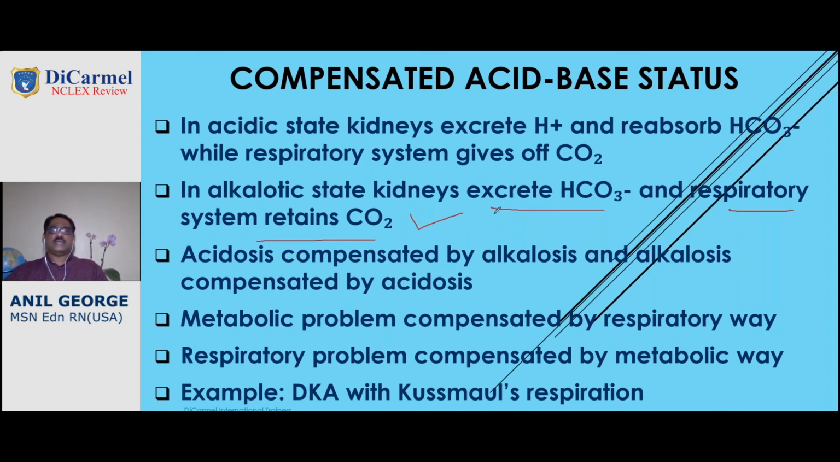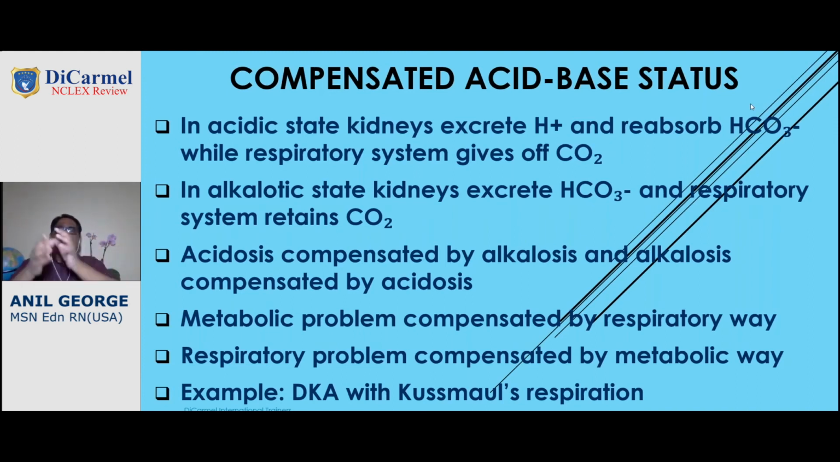Another important point to understand: some of the information you see on NCLEX is so fundamental. You don't have to be a research scholar to pass NCLEX, based on my experience. As you can see, acidosis is compensated by alkalosis, and alkalosis is compensated by acidosis. Think about a patient with DKA, which is a type of metabolic acidosis. When there is an acidotic state, the correction is by alkalosis, and when there is a metabolic problem, the correction is by respiratory.